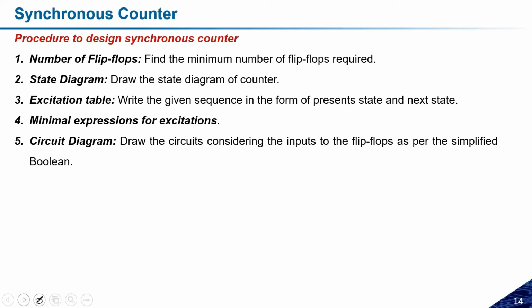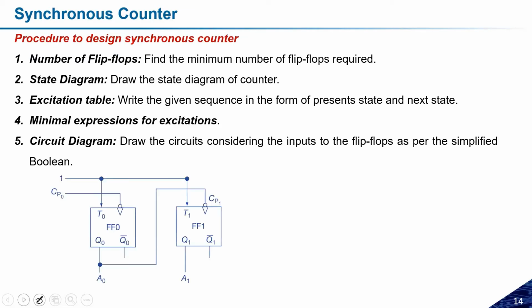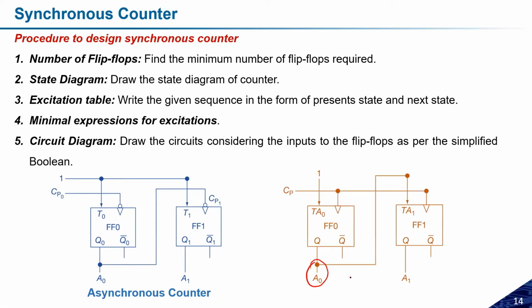So if I have to understand the nature of asynchronous and synchronous flip-flops, the asynchronous one is something like this, where I am connecting this output to the next stage clock pulse. But if I am talking about the synchronous one, the output of the first stage is connected to the input of the next stage, and the clocks are common for all the flip-flops. So this is the only difference between synchronous and asynchronous.